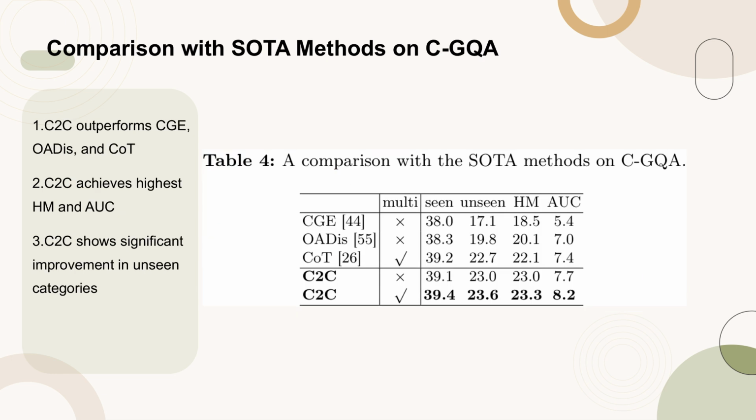Table 4 presents a comprehensive comparison of the proposed C2C method with state-of-the-art, SOTA, methods on the CGQE dataset. The table highlights the performance metrics of multiple seen, unseen, harmonic mean, HM, and area under the curve, AUC, for each method. Notably, C2C demonstrates superior performance across all metrics, achieving the highest HM and AUC scores. This indicates that C2C not only excels in recognizing seen categories but also significantly improves the recognition of unseen categories, which is crucial for zero-shot compositional action recognition tasks.